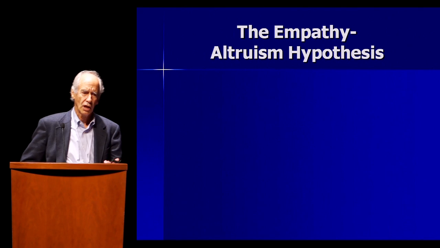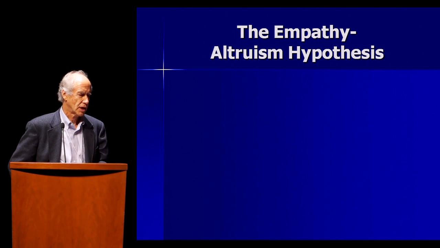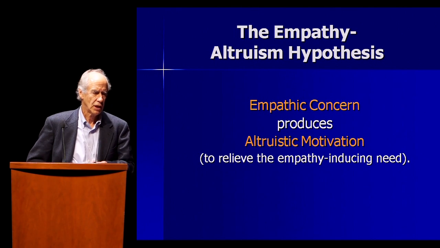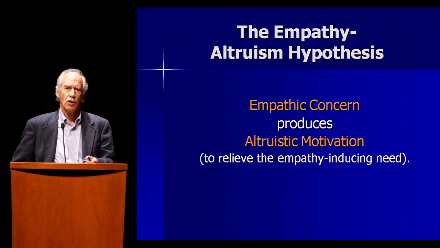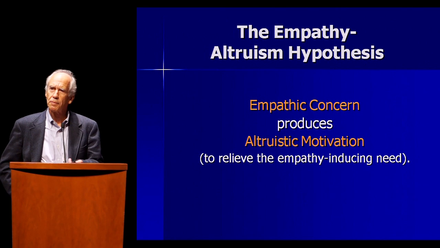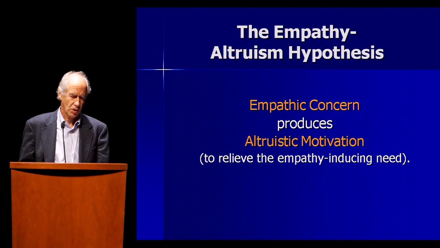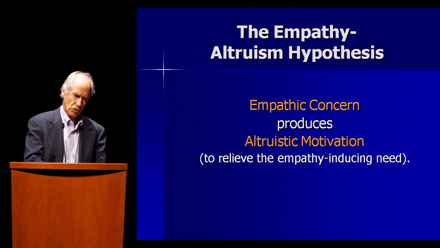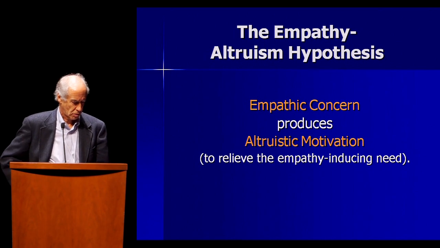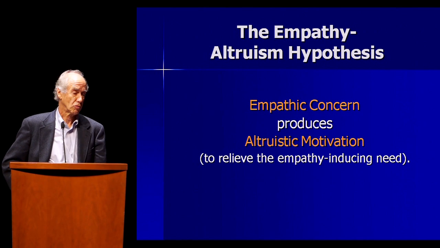So first, the hypothesis simply says empathic concern produces altruistic motivation to relieve the empathy-inducing need, which is quite simple and direct, I hope. But whether that hypothesis is even worth testing, I would suggest, depends on what you mean by empathic concern and what you mean by altruistic motivation. And so I want to be clear about those and what I don't mean.